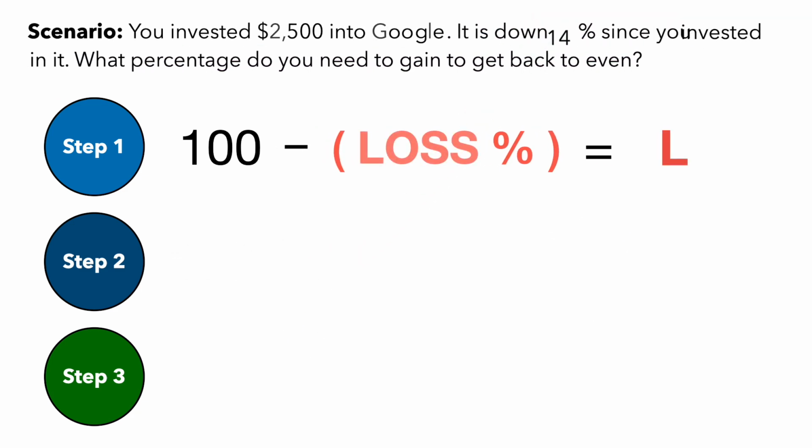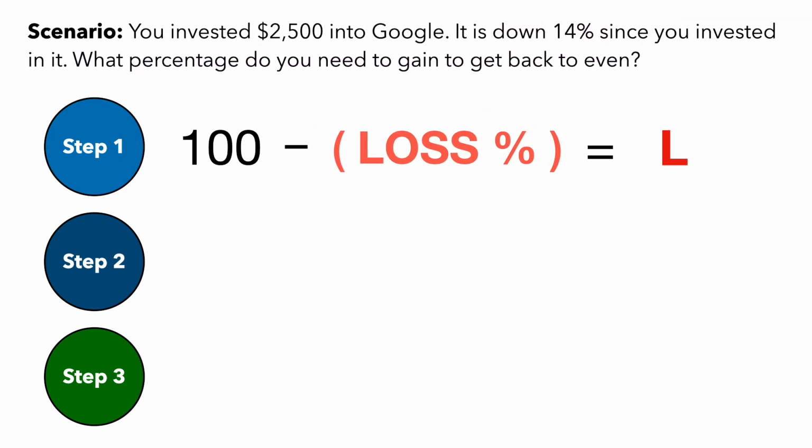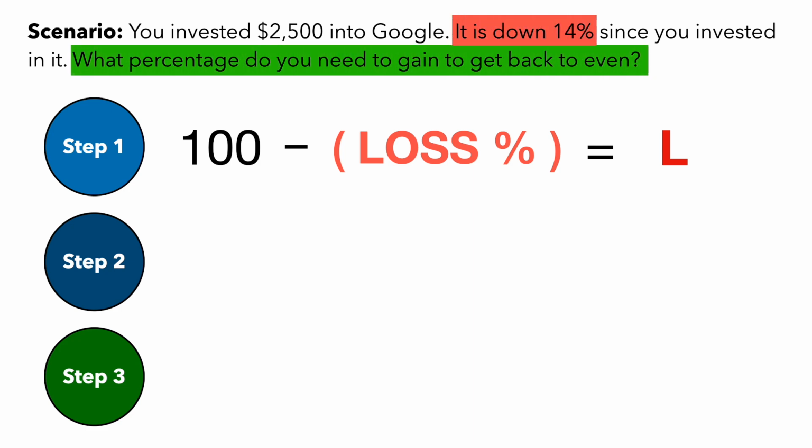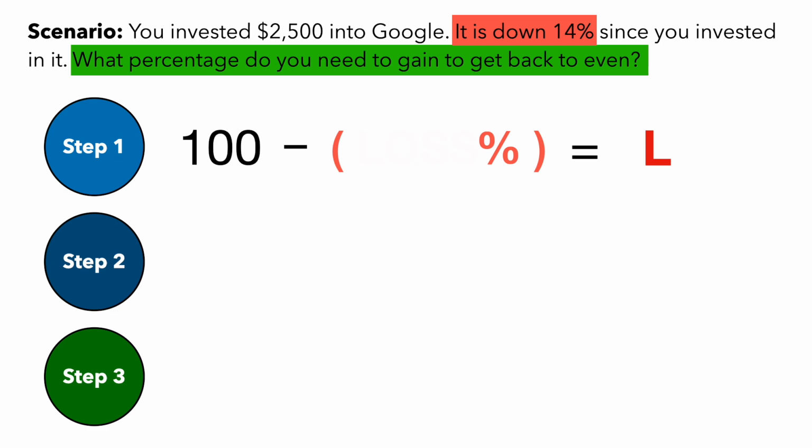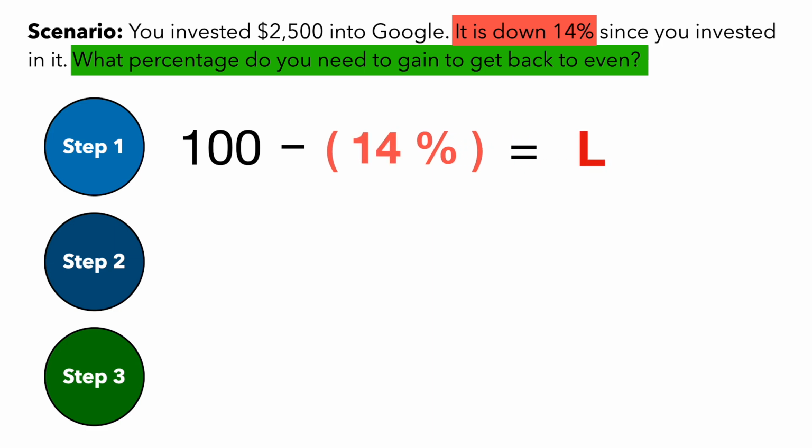Let's do another one. Let's say you invested $2,500 into Google and it is down 14% since you invested in it. What percentage do you need to gain to get back to even on your Google investment? Again, same 3-step formula. The key is, again, it's down 14%, so we're going to plug that in for the loss percentage. 100 minus 14 is going to give us 86.